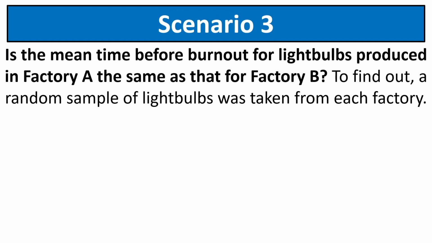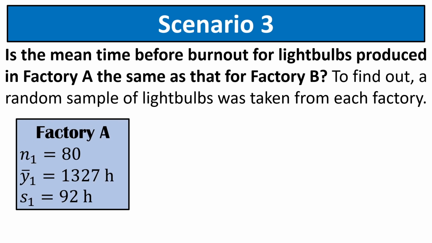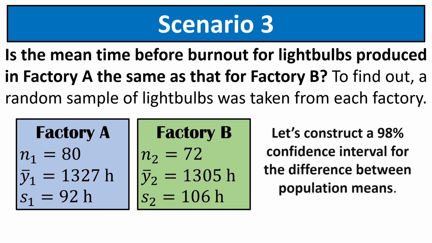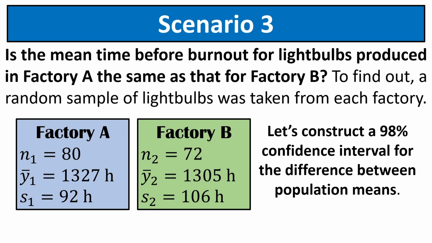So let's start with a scenario which probably looks familiar to you. Here, we're asking, is the mean time before burnout for light bulbs produced in factory A the same as that for factory B? To find out, a random sample of light bulbs was taken from each factory. In this scenario, I'm going to give you data, and with this data, we're going to calculate a 98% confidence interval for the difference between population means.